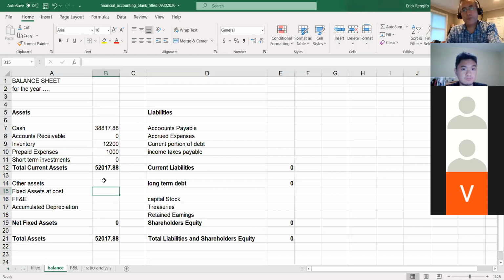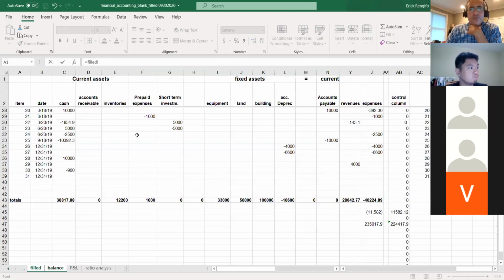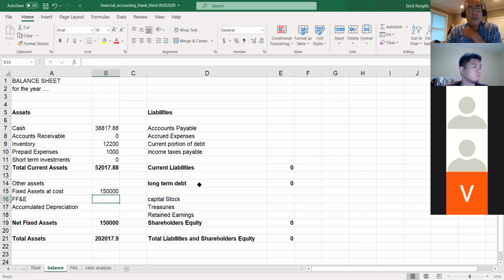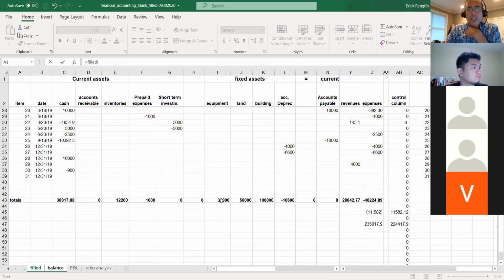Fixed assets at cost. So let's go to fixed assets. Well, in this case, guys, I have multiple things. Do you agree? I have this one plus building. This is normally what is called fixed assets, but sometimes you can have buildings or you can have equipment. FF&E, this is equipment basically. So my equipment equals this one here.